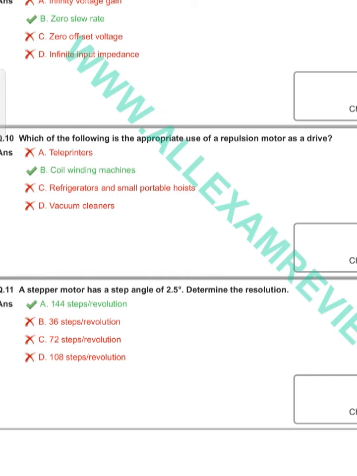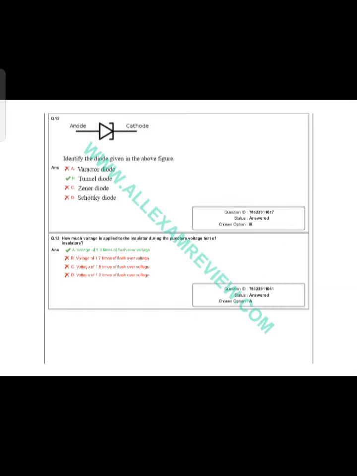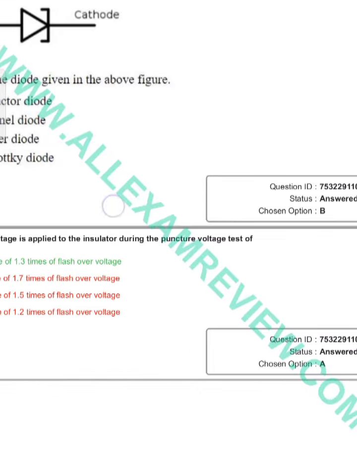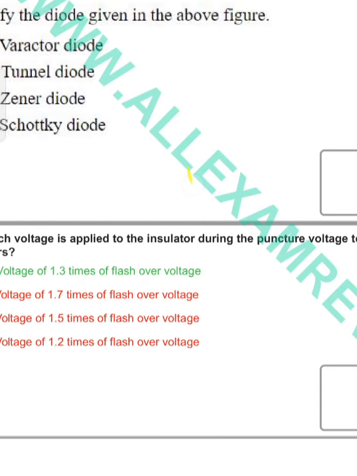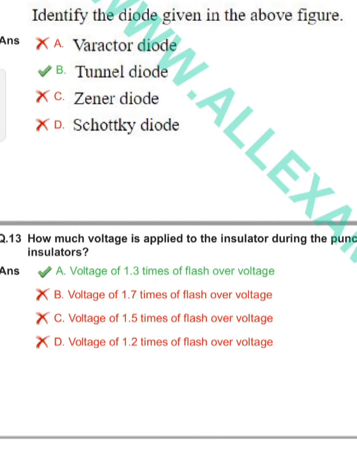Which of the following is the appropriate use of repulsion motor as a drive? Coil winding machine. Okay. A stepper motor has a step angle that determines the resolution. It's a formula based question. Put the formula and get the answer. This is a symbol based question of electronics. Identify the diode in the above figure. It's a tunnel diode. Not Zener, not Schottky, not Varactor. It's a tunnel diode. Option B is right.